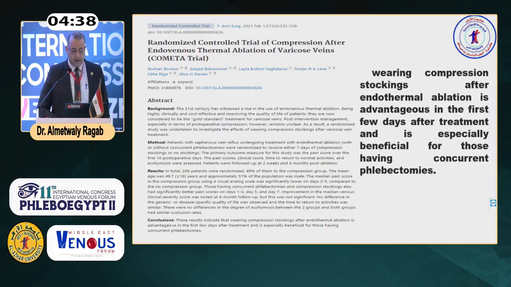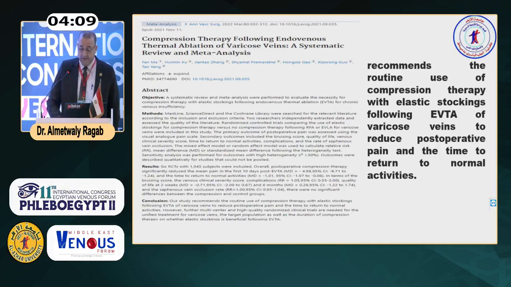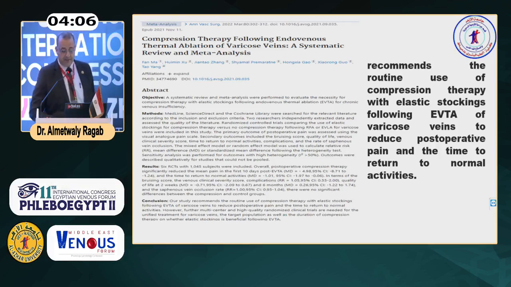Button et al., in a randomized controlled trial of compression after endovenous thermal ablation of varicose vein, concluded that wearing a compression stocking after endothermal ablation is advantageous in the first few days after treatment and is especially beneficial for those having concurrent phlebectomies. Fanma et al., in a meta-analysis on compression therapy following endovenous thermal ablation of varicose vein, recommend the routine use of compression therapy with the elastic stocking following endovenous thermal ablation of varicose vein to reduce post-operative pain and the time to return to normal activity.